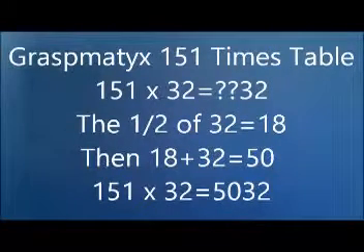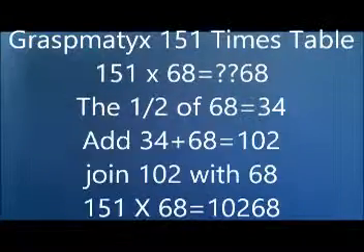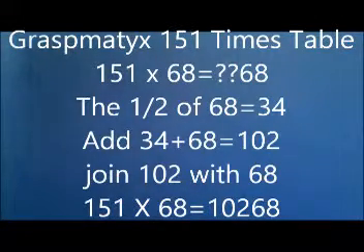In the British and American school, they taught me to go from the right to the left. They say 8 plus 2 is 10. Put the 0 down. And I say 3 plus 1 is 4 plus the 1 remainder is 5. Same answer. So we will get 5032 as the answer for 151 times 32. 151 times 68. The answer ending in 68, the half of 68 would be 34. When I add the 34 to the 68, I get 102. I now include that with my answer, 10268.